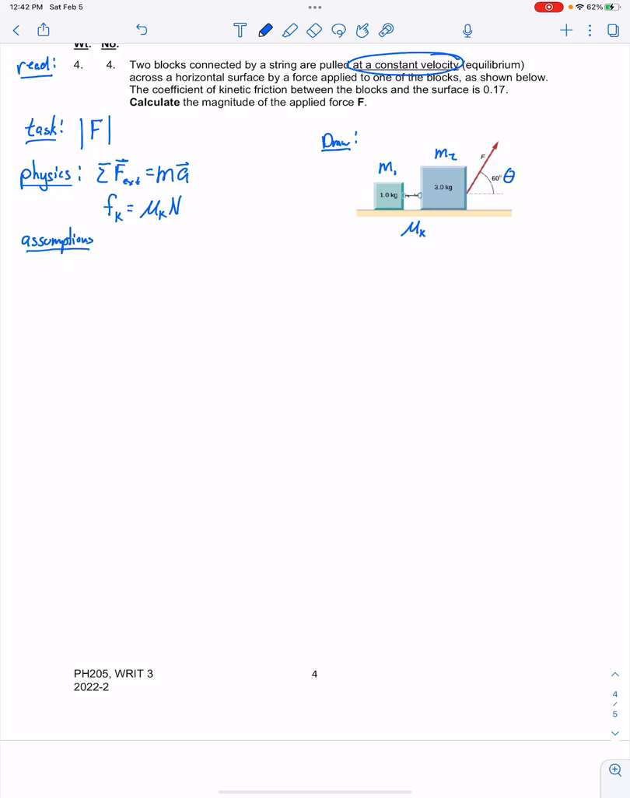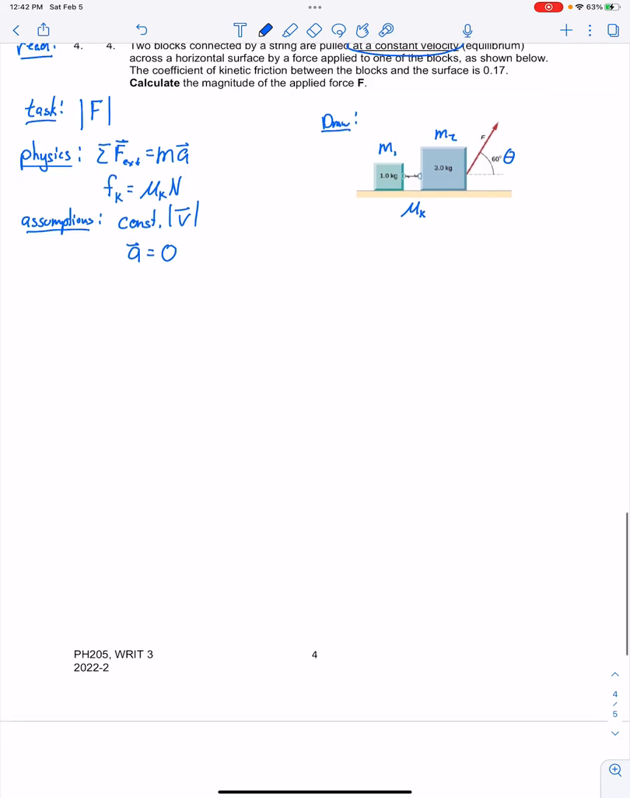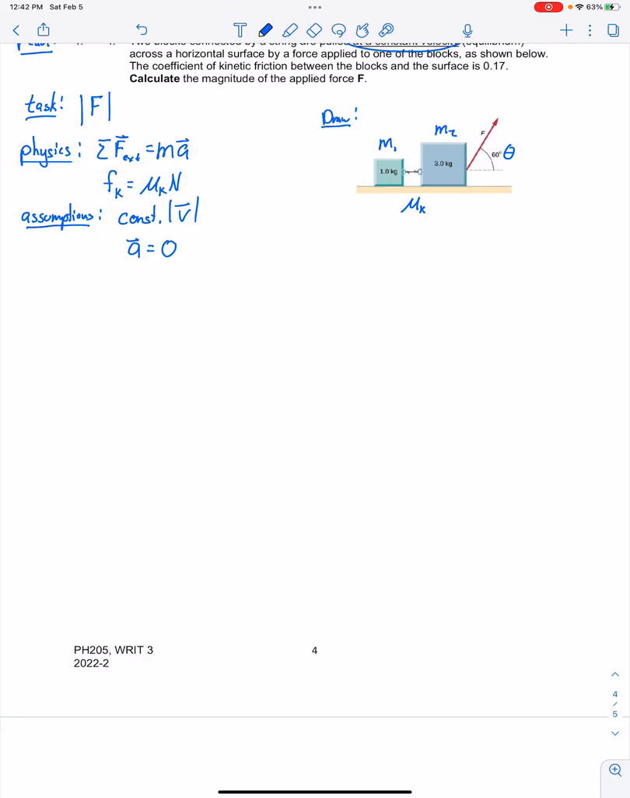Our assumptions are that this is moving at a constant velocity, which means the acceleration, actually let's do it this way, the acceleration of this object is equal to 0, right? Because acceleration is a change in velocity, and if the velocity is not changing, then the acceleration is 0. So acceleration equals 0, and our givens, we'll do this over here by our draw step.